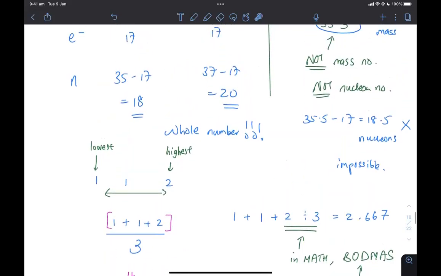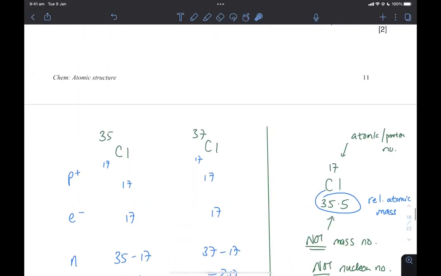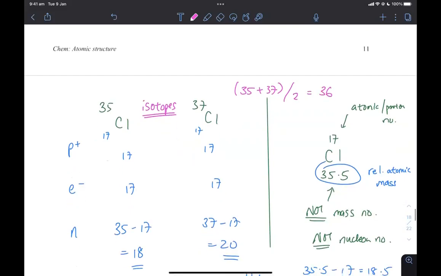Now, this thing here, we just divide by 3, but this thing here, they have the same percentage abundance. When you are talking about mass numbers, you're talking about isotopes. Not every single isotope has the same abundance. You don't just add 35 plus 37, bracket, and then divide by 2. If you do that, you get 36. That is average. But how come this shows 35.5?